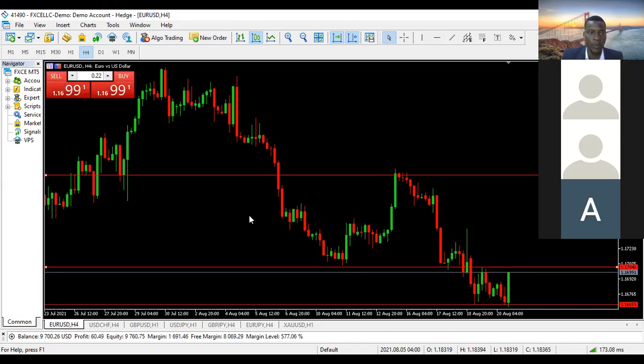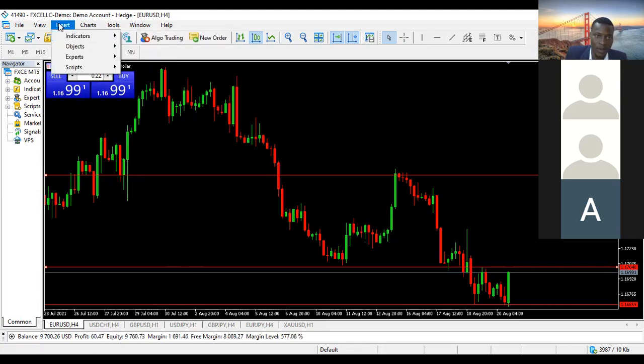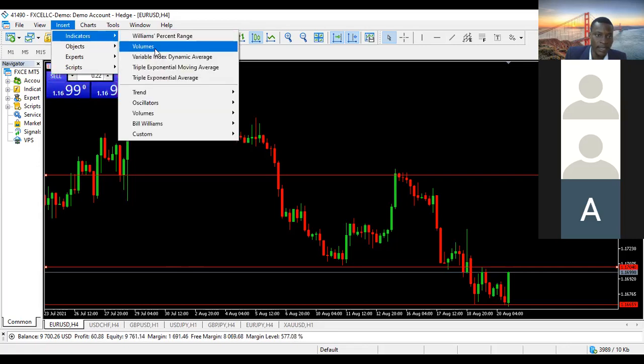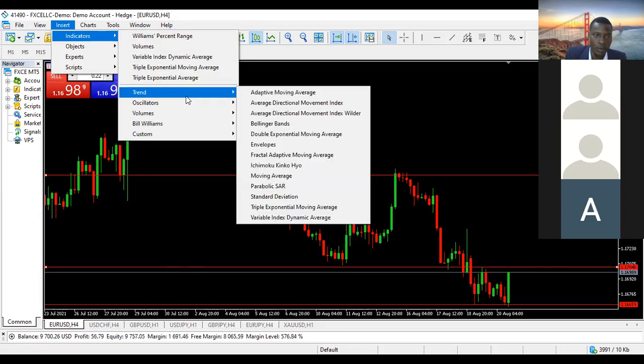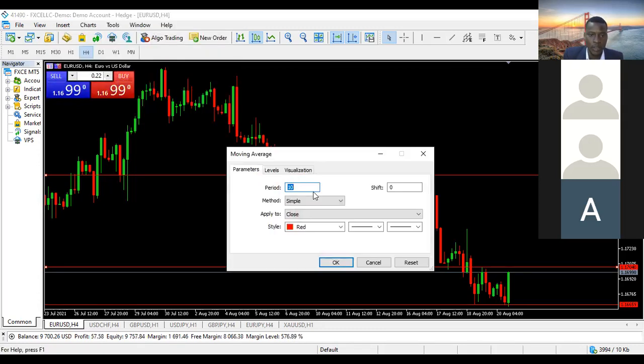So you can now install indicators. Indicators also help you to know the level where to buy and where to sell, depending on how you understand the indicator. Most of the common indicators we use are the moving average. If you click on insert on your chart, you will see indicators. Then you go to trend, and then you see moving average. You click on moving average, and this parameter will come up. The recommended parameters that I use are 20, 50, and 200.